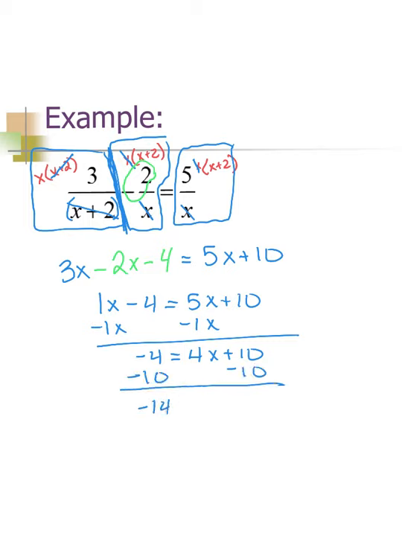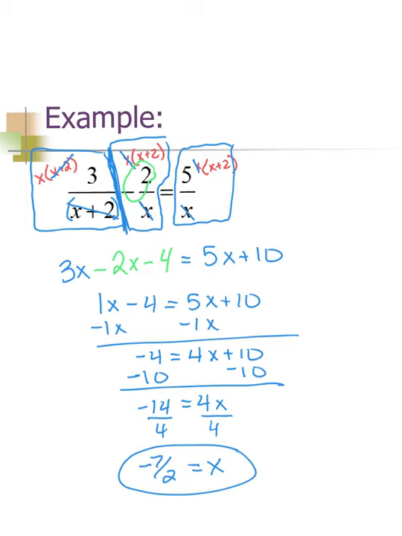I get negative 14 equals 4x. If I divide by 4, again, I want to try to reduce the fraction, so in the calculator, do negative 14 divided by 4, hit math, enter, enter, and technically you will reduce it to negative 7 over 2.